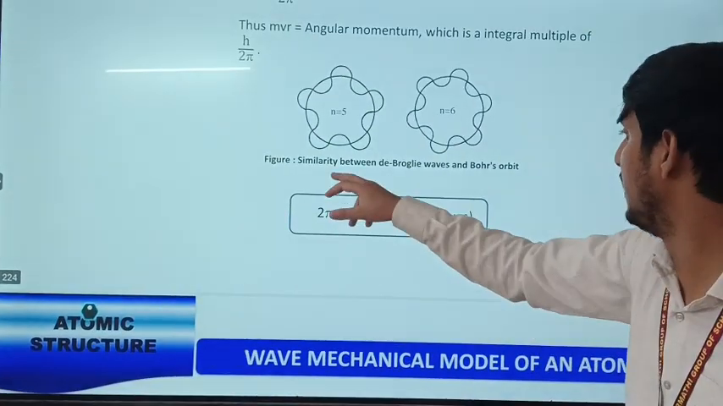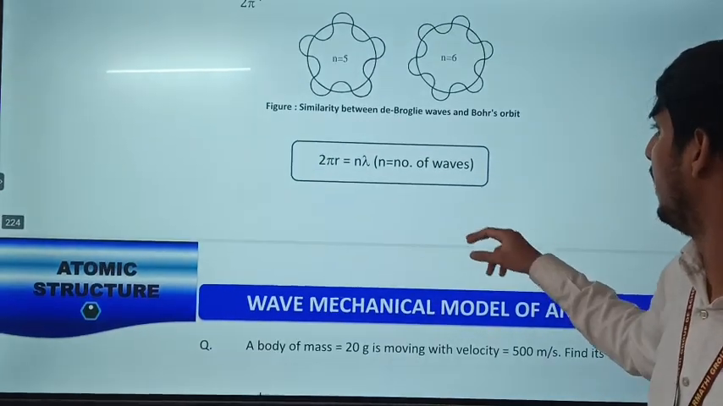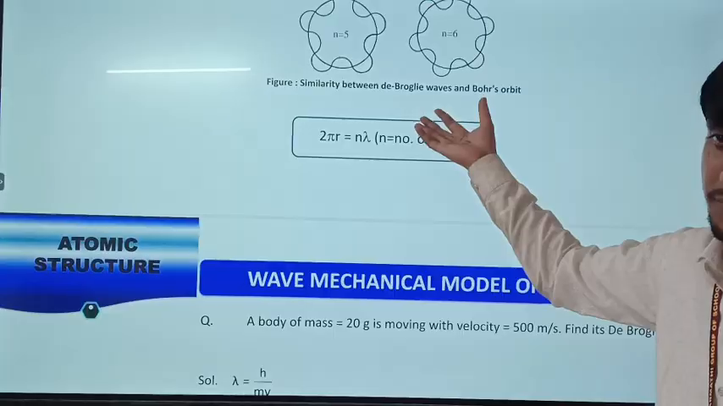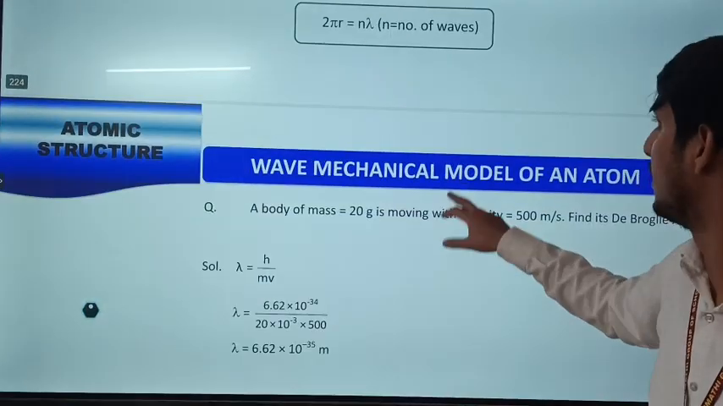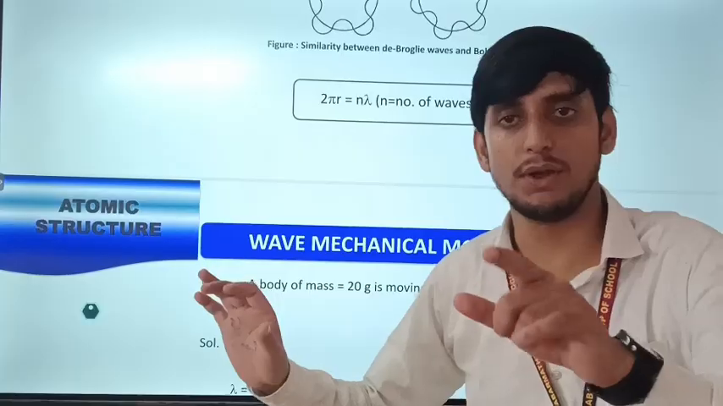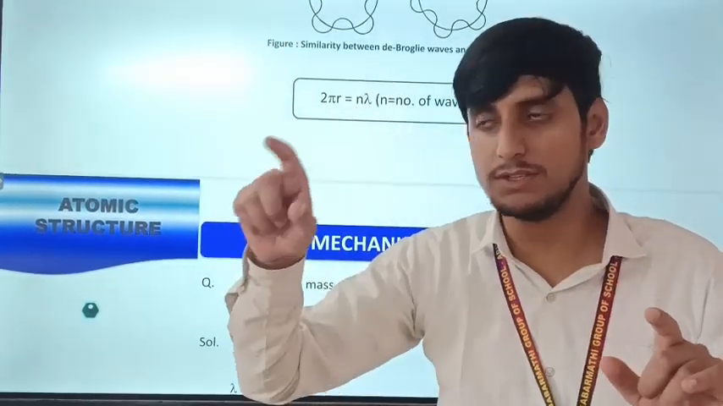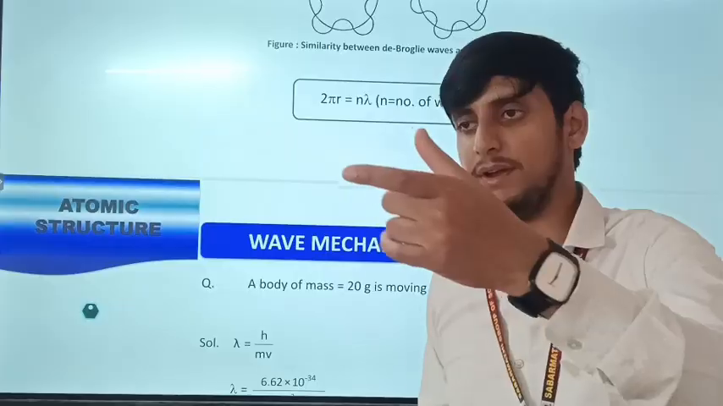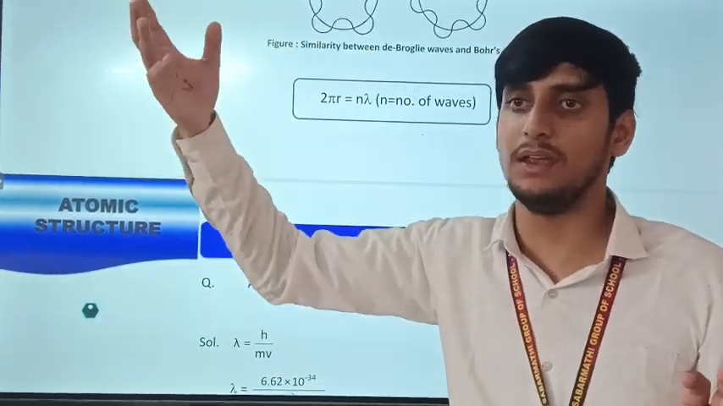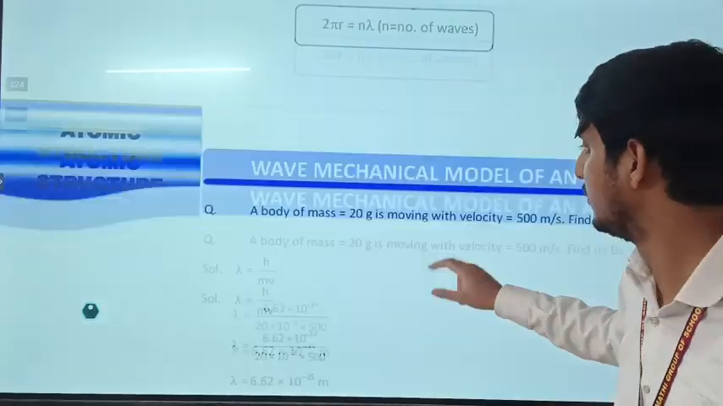Okay. Similarly, for the de Broglie waves, 2πr = nλ, where n equals the orbit number, sorry, n equals the number of waves. You can find the number of waves from the orbit number. Second orbit means wave number 2, third orbit wave number 3, fourth orbit wave number 4. Like this you can give the answers, right?